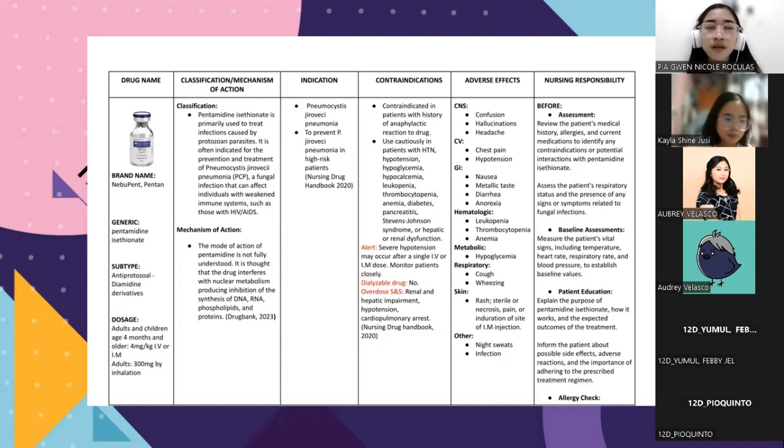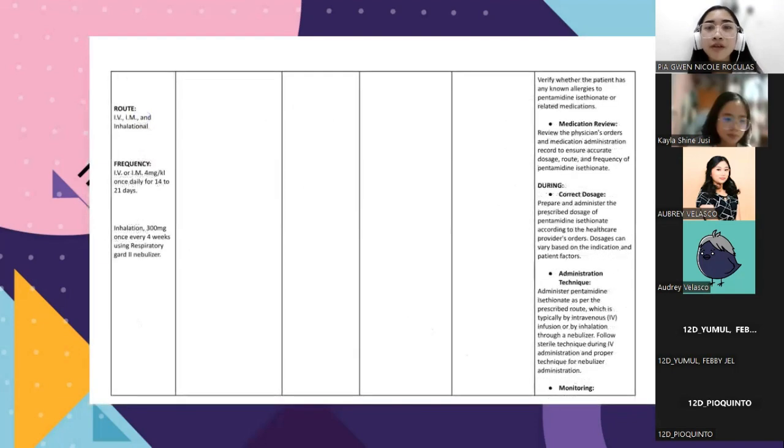Next is the allergy check. Verify whether the patient has any known allergies to pentamidine isothianate or related medication. So we really have to verify if may allergy ba ang patient sa this type of drugs. Then review the physician's order and medication administration record to ensure accurate dosage, route, and frequency of pentamidine isothianate. So we really have to review first so that this is for us to have an accurate medication administration to the patient.